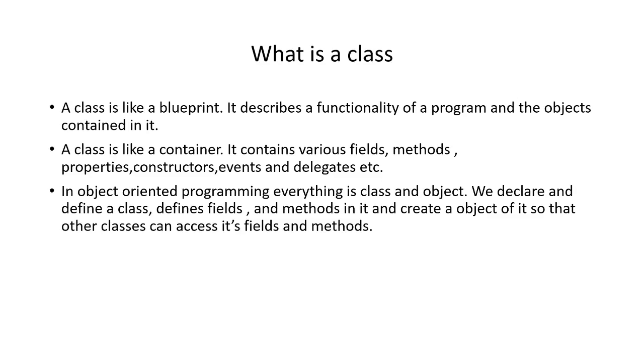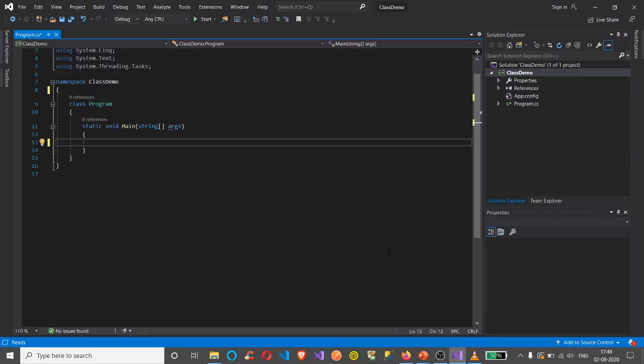So, what is a class? A class is like a blueprint. It describes a functionality of a program and the objects contained in it. So, we can also call it a container. It contains various fields, methods, properties, constructors, events, delegates, etc. As you know, in object-oriented programming, everything is a class or an object. So we declare the class, we define the methods and fields in it, we create an object of that class in another class and access its fields and methods. Let's switch back to Visual Studio and understand this practically.